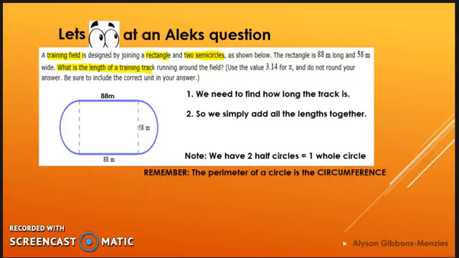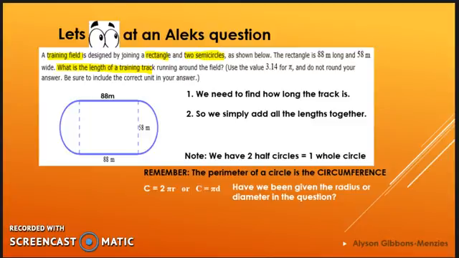Now, we note that we have two half circles in our question, and two half circles, or two semicircles, make one whole circle. Remember, the perimeter of a circle is also named the circumference. We have two formulas for the circumference of a circle. Circumference is 2 times pi times the radius, or circumference equals pi times the diameter. Now, what have we got in the question? Correct. We've got the diameter, so we're going to use the second formula.